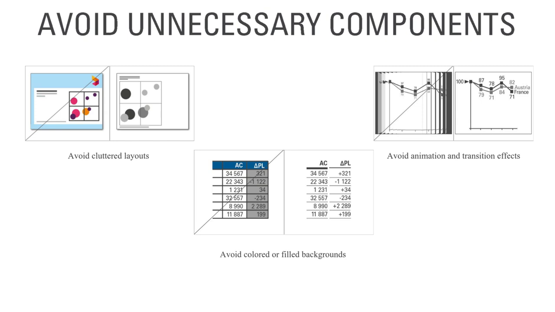Avoid unnecessary components. IBCS tells us unnecessary components force the eye to filter noise before finding data, which slows comprehension. Avoid cluttered layouts. A chart with a thick border, a colored background, and 1 bar is cluttered, but data poor. Avoid animation and transition effects. They're distracting and add no information value. Avoid colored or filled backgrounds. They reduce contrast and make text harder to read.